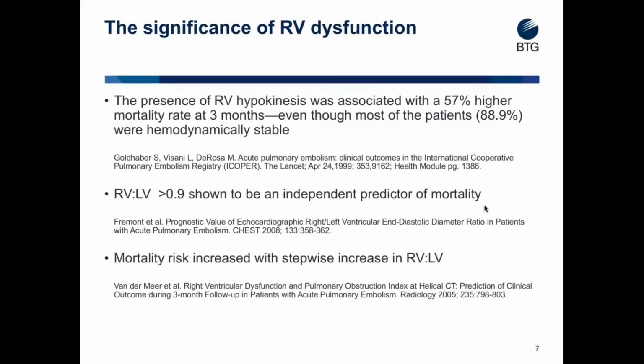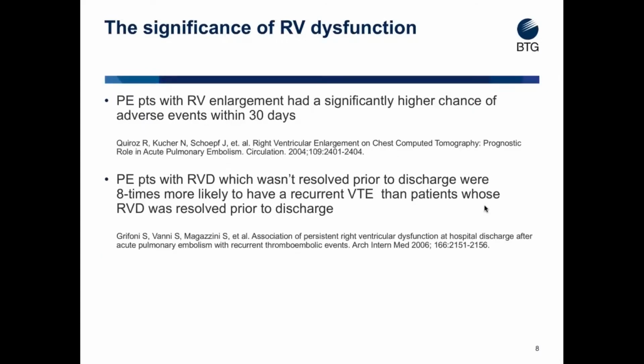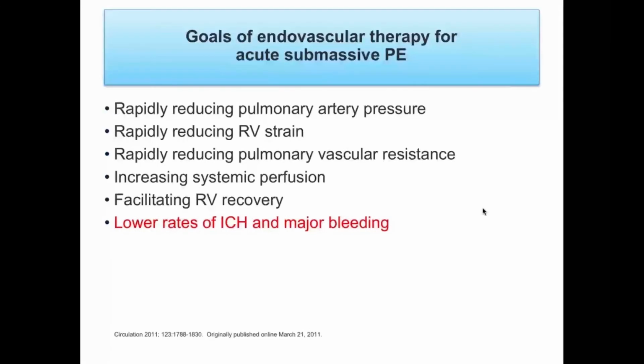And not only is this an independent indicator of mortality, but as the RV ratio increases, so does the mortality risk. Patients who have not had resolution of RV dysfunction at the time of discharge have 8 times more likelihood of developing recurrent venous thromboembolic events than the cohort who did have RV recovery. So these are really important factors to consider when we treat this patient population, who by definition are hemodynamically stable, but clearly RV-LV ratio could be a very useful risk stratification measure, as well as an independent prognostic indicator.